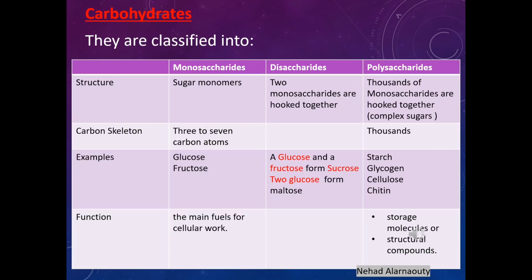Now we're going to classify carbohydrates. Here we have three categories of carbohydrates: monosaccharide, mono, disaccharide, di, and polysaccharide. Mono means one, so one sugar molecule. It's the monomer of the carbohydrates. This sugar molecule can be a ring, like the one we saw in the previous slide, or maybe a straight chain.